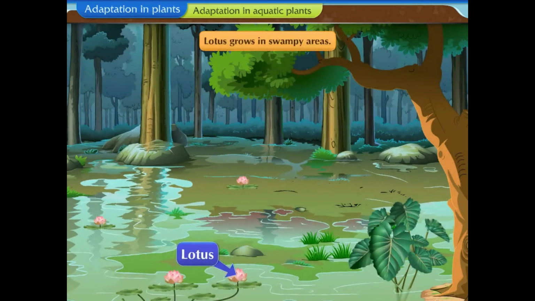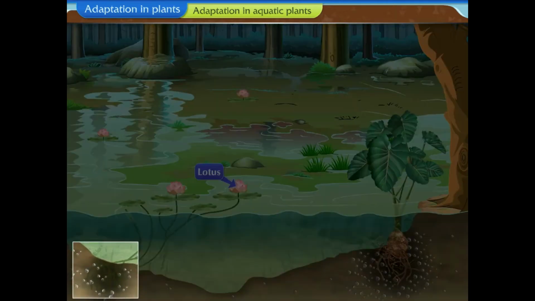This plant grows in swampy areas. Therefore, roots of these plants do not have to spread far and wide in search of water. Hence, their roots are short. Besides, to anchor firmly in the soil, the roots of these plants are fibrous.